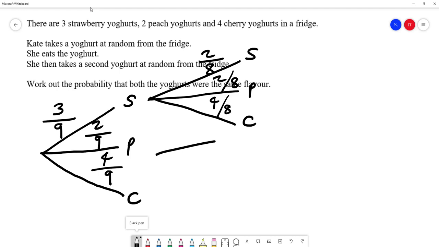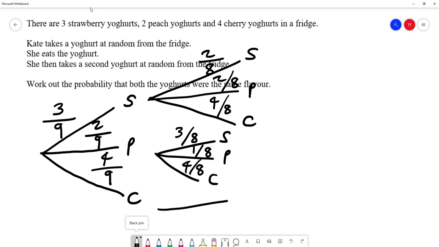Then we do the same for peach. So it's strawberry, peach, cherry. We deliberately choose a peach again. So that's 1 out of 8. The others are unchanged. That's 3 out of 8. And then the last one is 4 out of 8.